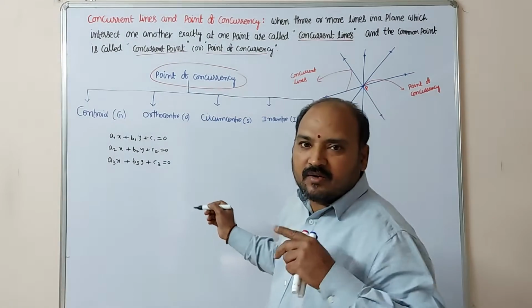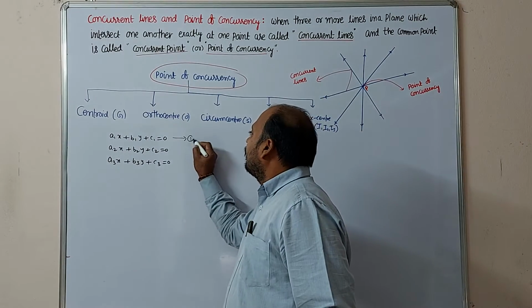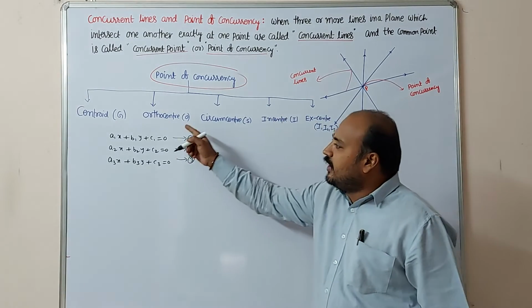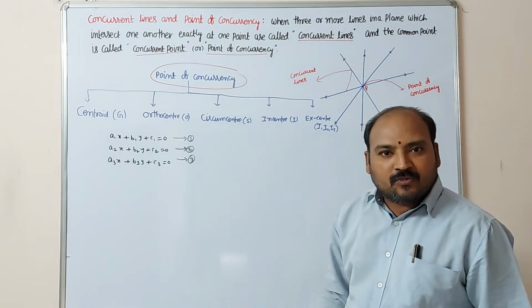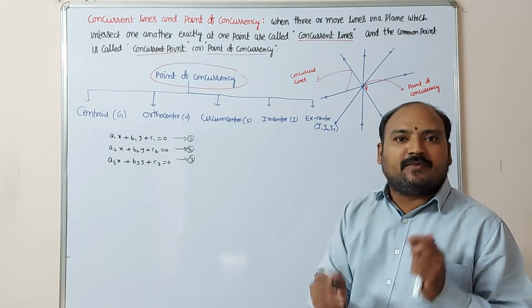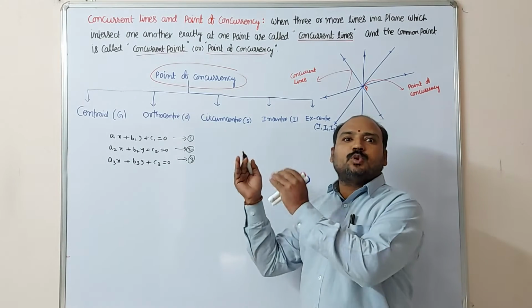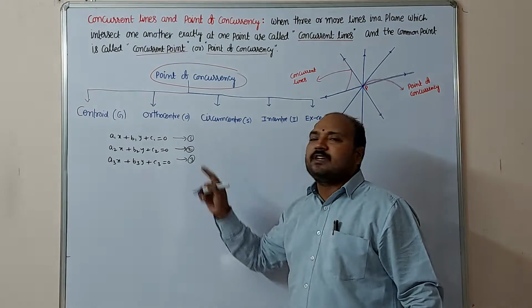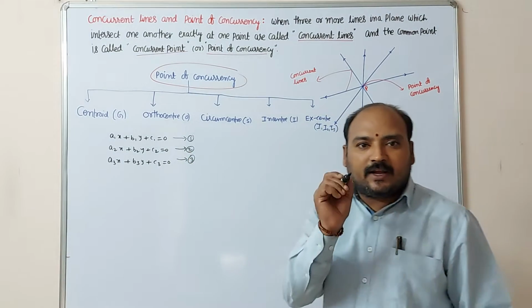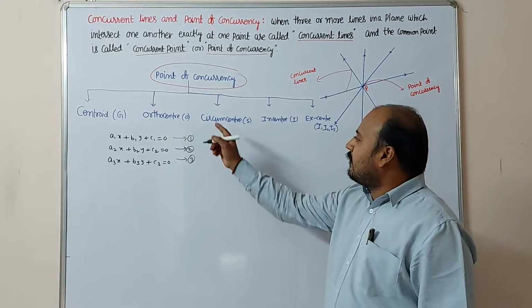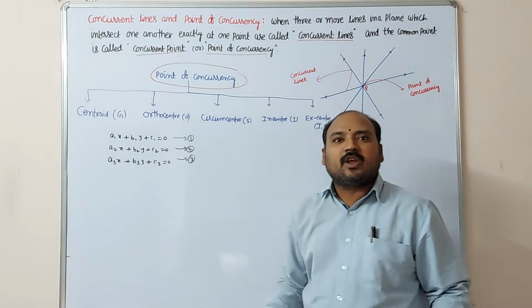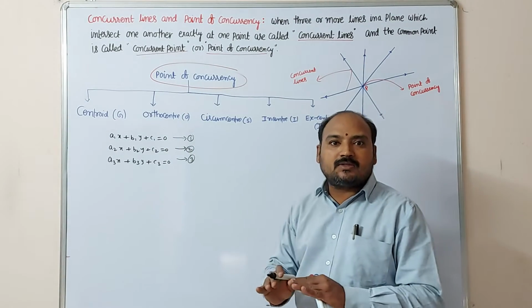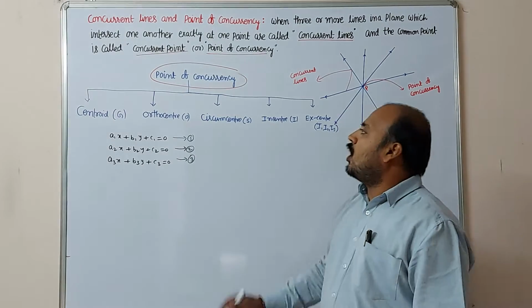So, two methods are there. The first method is: number the equations 1, 2 and 3. Solve any two equations among the three and you will get the point of intersection x comma y. Substitute that x comma y in the remaining equation. Suppose you consider the first and second equations and solve them, you will get x comma y values. Substitute those values in equation 3. If it satisfies, then the lines are concurrent. Otherwise, not concurrent.